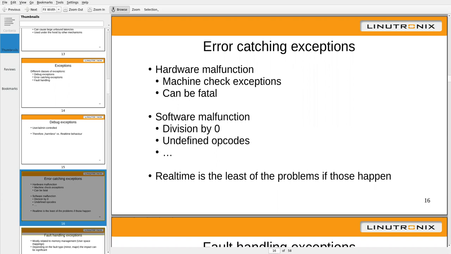So if your machine takes a fatal machine check, then the real time of your most important task is out of the window. Machine is dead, so there is nothing the operating system can do about it. Same for software malfunction. If your real-time task actually has a division by zero, it dies. So nothing the OS can do about it. The error catching exceptions are nothing we worry about too much. And similarly, in software malfunction, if some other unrelated task hits a division by zero or undefined opcode exception, then this task dies, is scheduled out, and it won't affect the real-time task running on the same CPU.